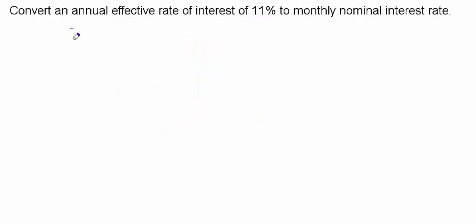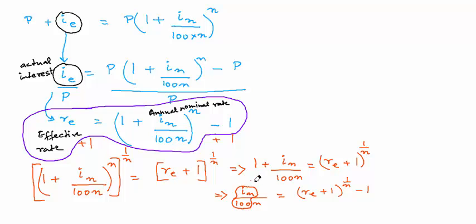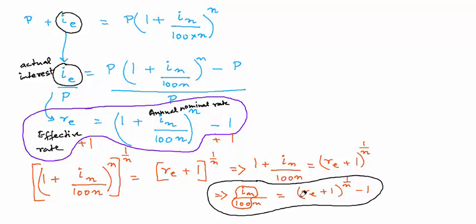Let's do another one. This time it's just the other way around. We are given an annual effective rate of interest of 11% and we want to change it to a monthly nominal rate of interest. So this time it's about applying this formula out here. Given the effective rate, find the nominal rate. And because you want to find the monthly rate, you want to keep the n over here. If they asked for the yearly nominal rate though, you would move the n to the other side, that is multiply the answer with n. We are not going to do that. We are going to keep that n over here.